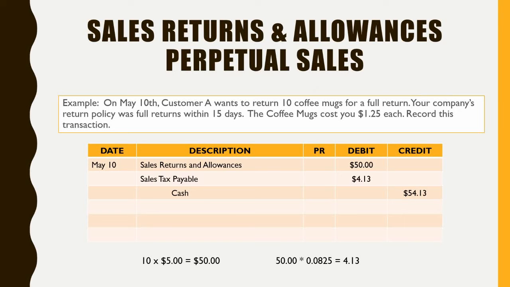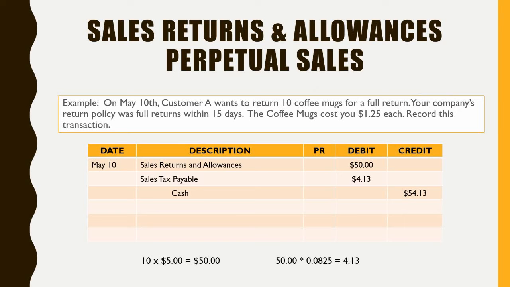So 5 times 10 gives you 50. That's how much money you are refunding for the sales. You have to give a portion of the sales tax money back. So what is 8.25% of the $50? $4.13. So therefore, in cash, you should be giving back $54.13.